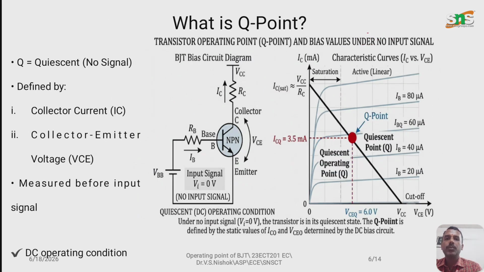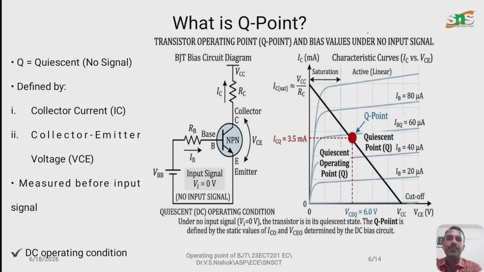So what is Q point? Q point is referred to as a quiescent point, that means at rest or no signal. Without giving any input signal, we need to have a starting point, that is called a Q point here. It is defined by two parameters called collector current IC and collector emitter voltage VCE. These parameters are measured before the input is given.